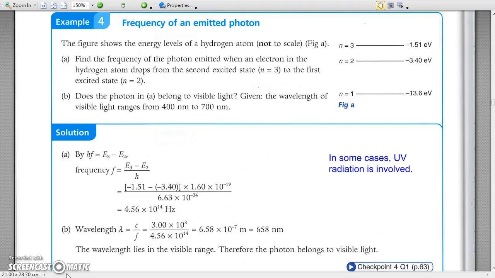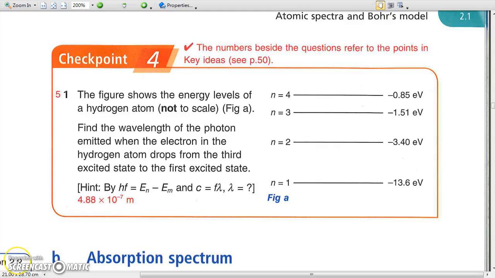Example 4. Frequency of an emitted photon. Emitted photons are not always visible. You may calculate the wavelength of a photon from the energy due to electron transition. In some cases, ultraviolet radiation or even infrared is produced. Do check point 4 on the next page.